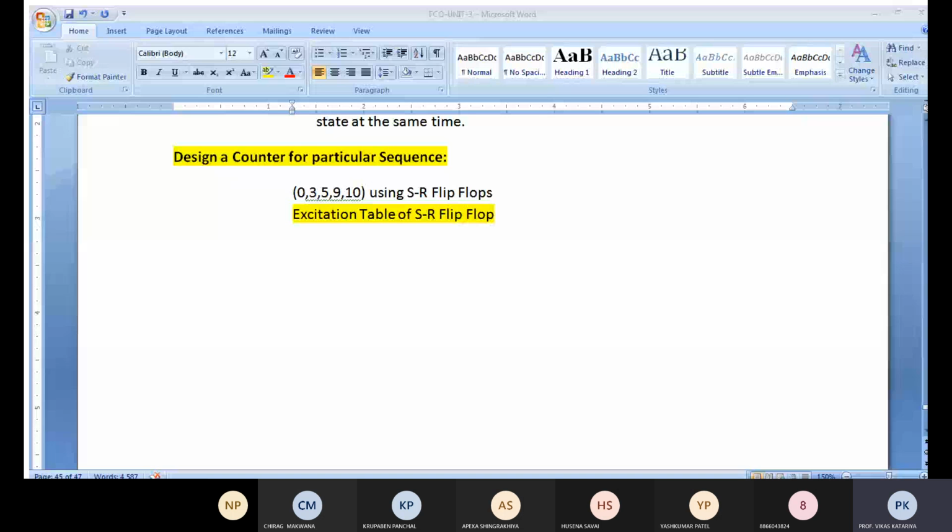So the truth table is different from the excitation table. In the truth table, we are given inputs S and R, and we have to find the present state and next state. But the excitation table is just the opposite of the truth table. We are given the present state and next state, but we have to find the values of S and R. So let's start finding.